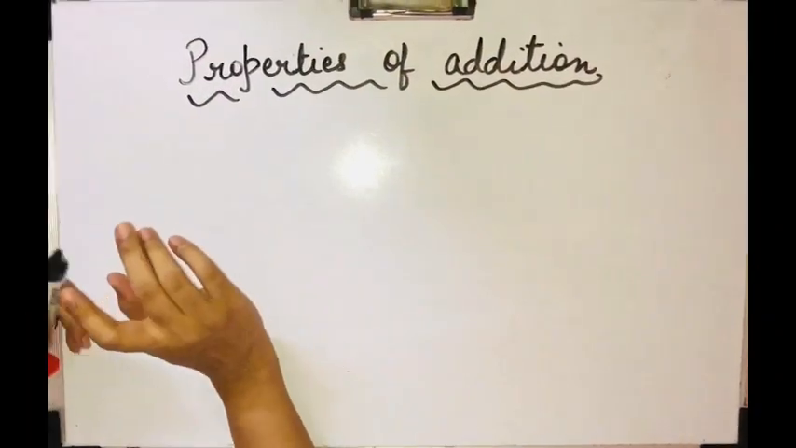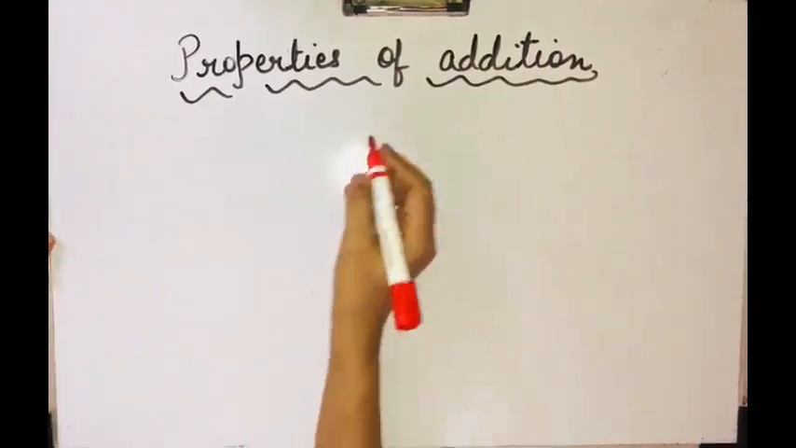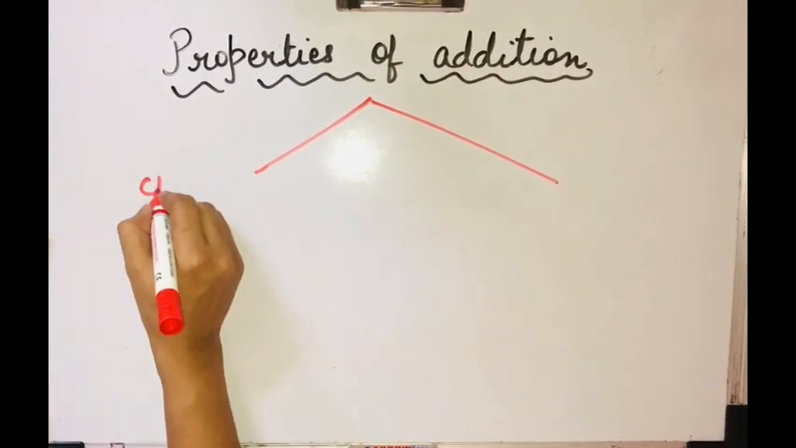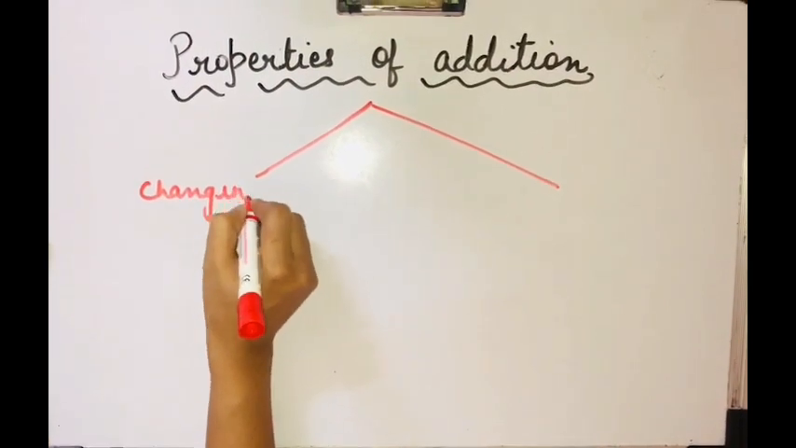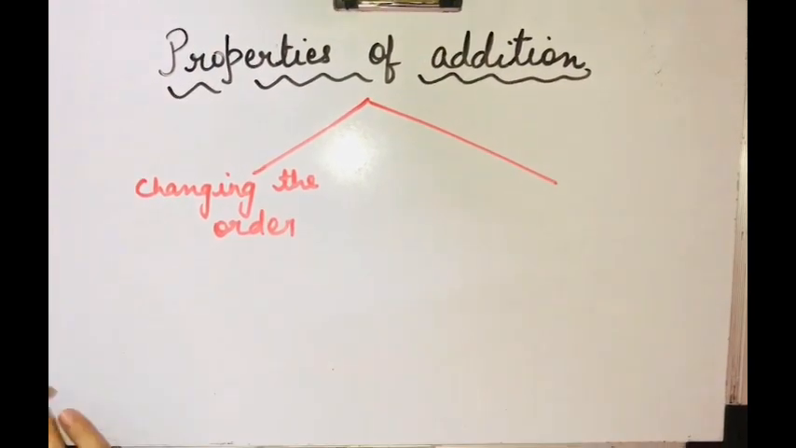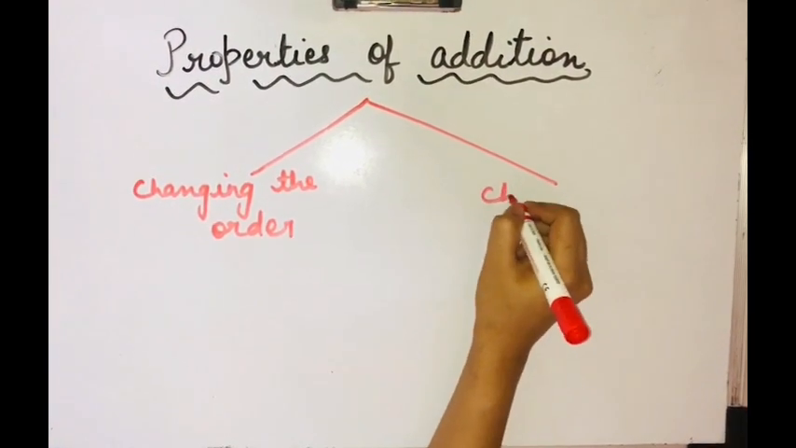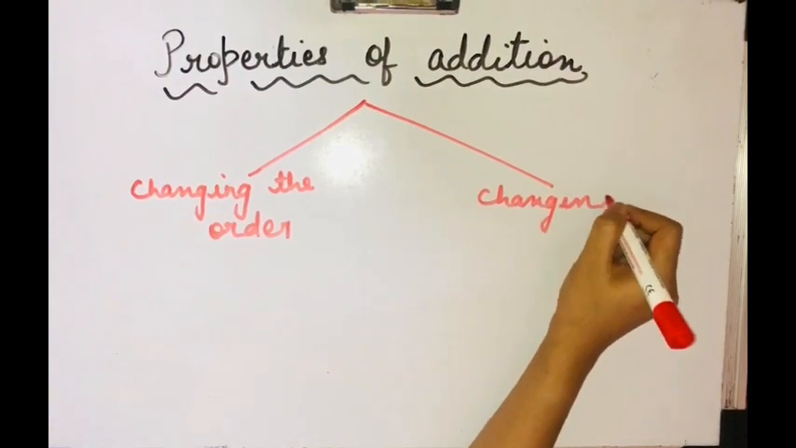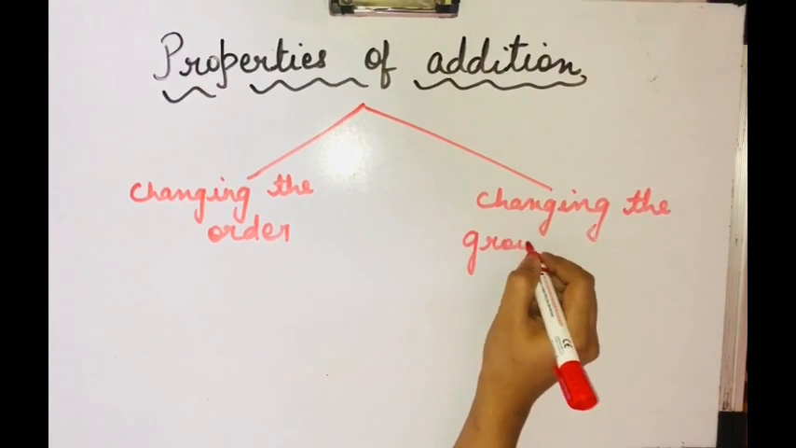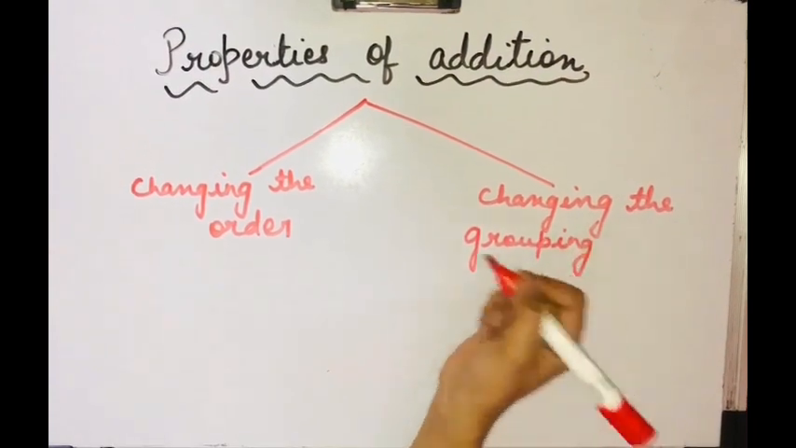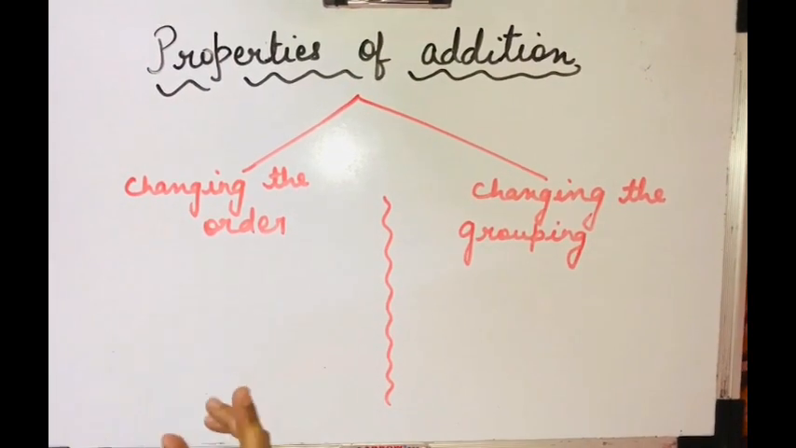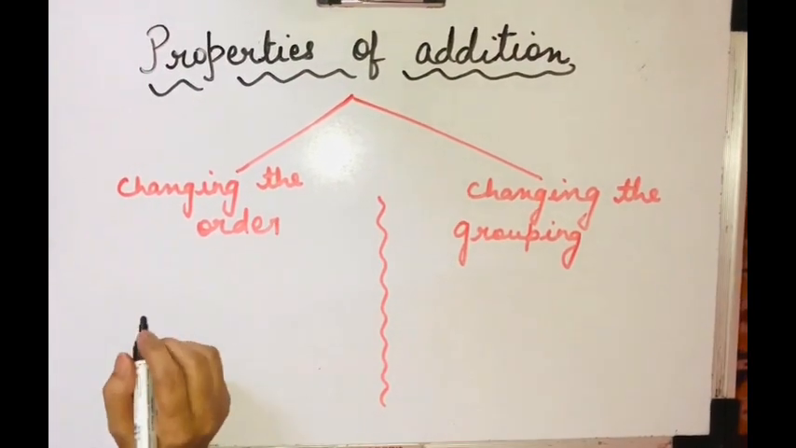Now we'll discuss about properties of addition. There are two properties of addition. The first one is changing the order, and the second one is changing the grouping. So we'll discuss one by one. Changing the order, first we'll take a very small example so that it is easy to understand.